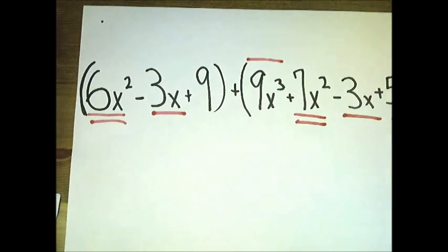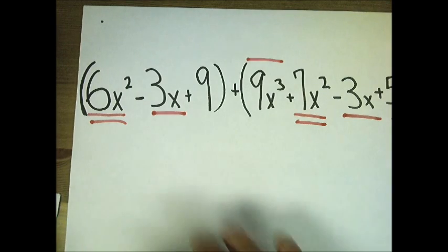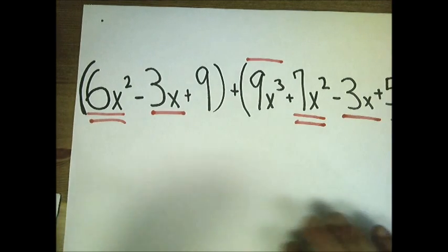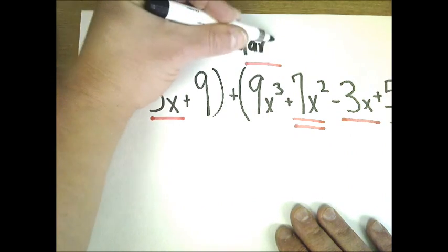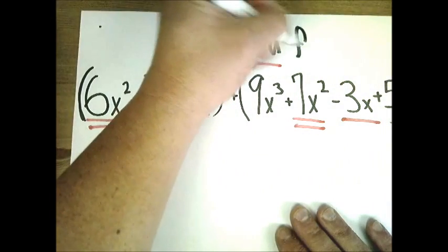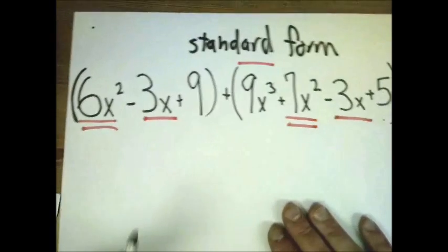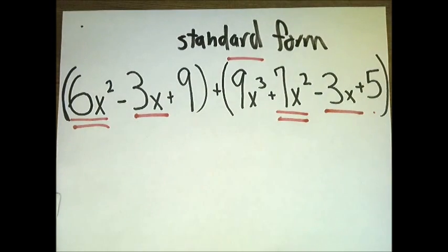Now all I have to do is look to see what lines are alike, or what do I have in common. And then I need to put it in what's called standard form. Standard form means I pick the variable with the largest exponent and put it first and then go down. I descend the exponents.